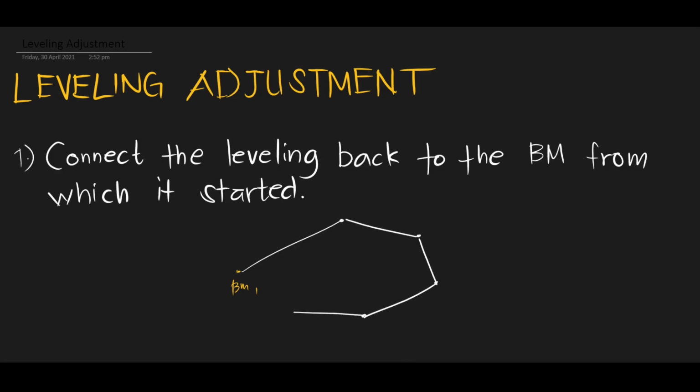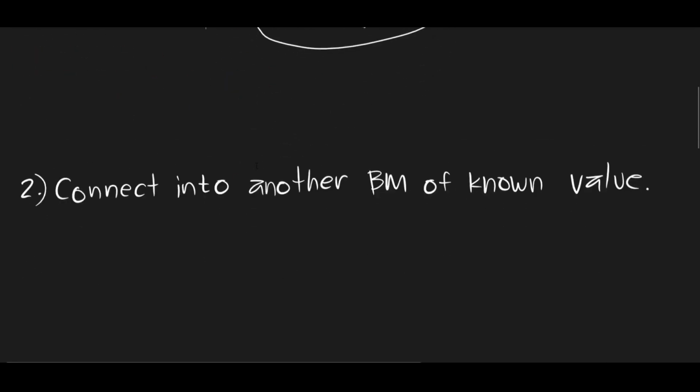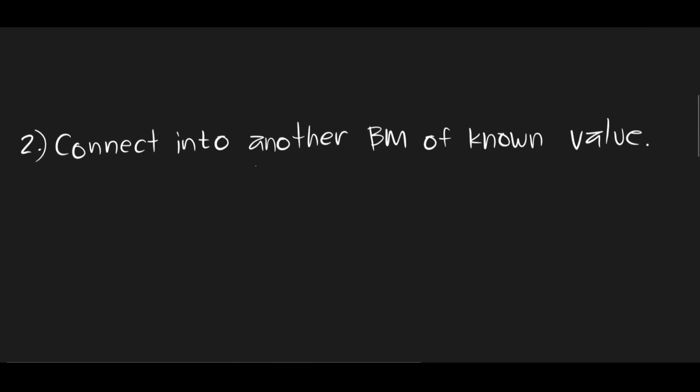As you go through your leveling route, if you want to check for misclosure, you can go back to BM1 and see if the computed elevation of BM1 after going through the leveling route is still the same as its original elevation. If it's not the same, then you have misclosure. The second thing you can do is to connect into another BM of known value. Let's say you have BM1 here, and you have your BM2 here, also with known value.